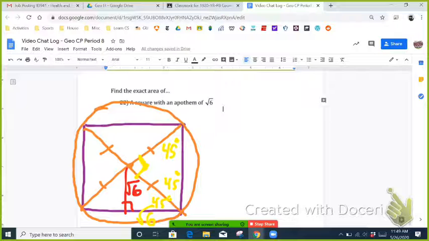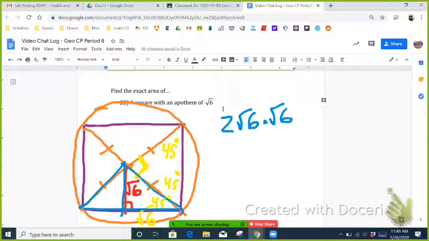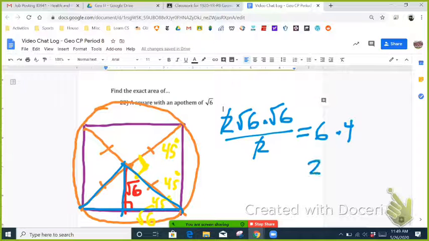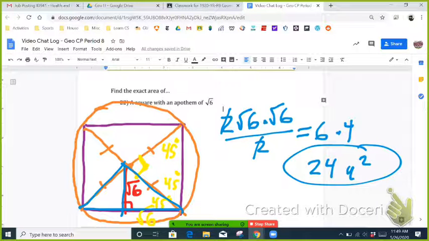So there's a lot of different ways you could find the area of this square. I see like 3. We'll do a couple. If you look at the area of just this triangle, that base is 2 root 6, and this height is also root 6. So the area of this triangle is base times height divided by 2, which comes out to be 6, because 2 over 2 cancels out, and root 6 times root 6 is 6. Since there's 4 of those triangles, you multiply by 4, and you get that the entire area of the square is 24 square units.